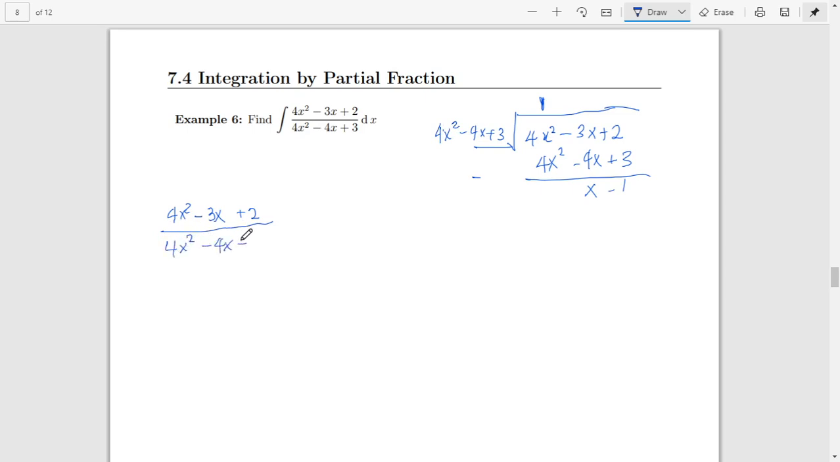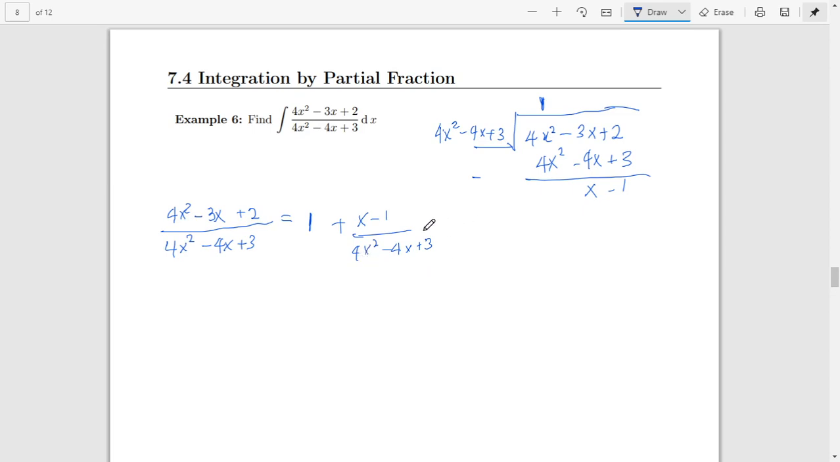This would be equal to our quotient is 1 plus our remainder x minus 1 all over the divisor, 4x squared minus 4x plus 3. So the next thing I'm going to ask myself is, this is a proper fraction. Is it possible for me to factorize what I have below? Is it reducible? Is it not reducible?